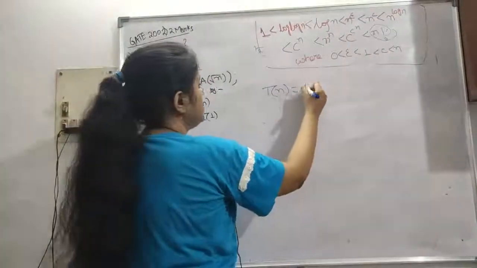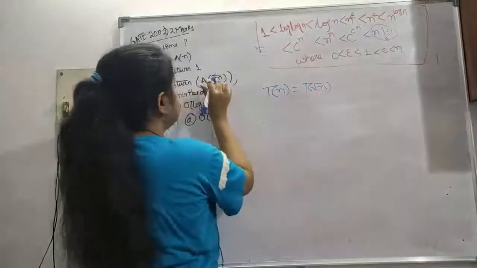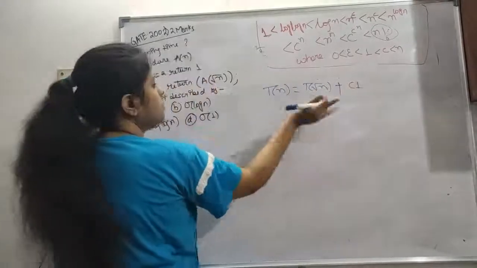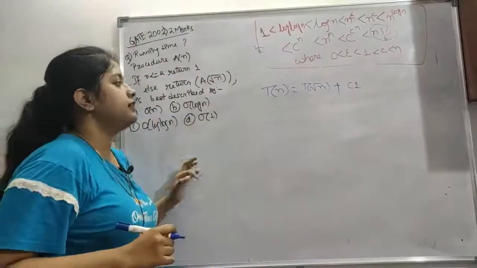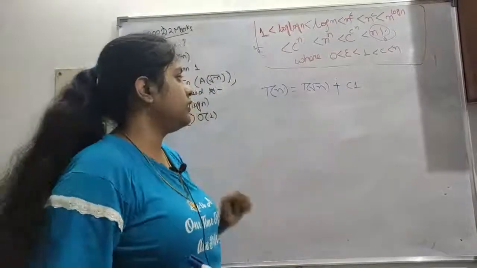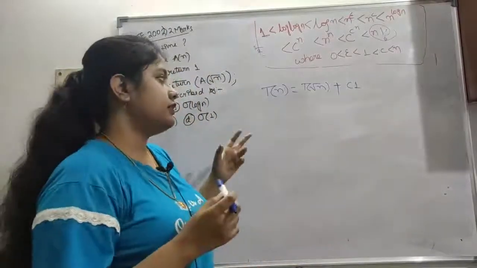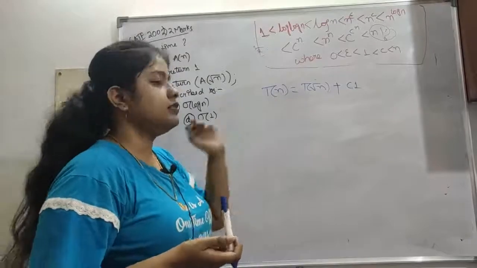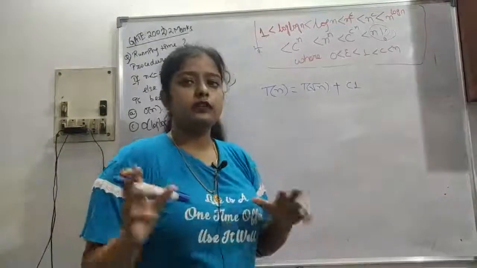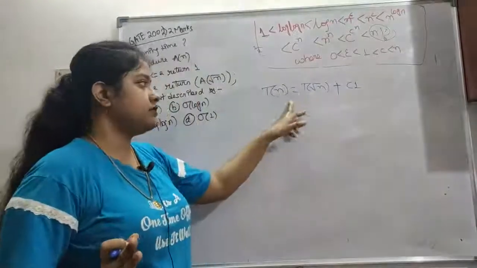So this is basically T of root n, since it is root n, plus some constant, let's say c1 or 1, whatever it is. So this is basically the recursion function. Apparently, just looking at it, you can feel that this is not in Master's theorem form, so we cannot apply Master's theorem. But this is not true. We can apply Master's theorem here.